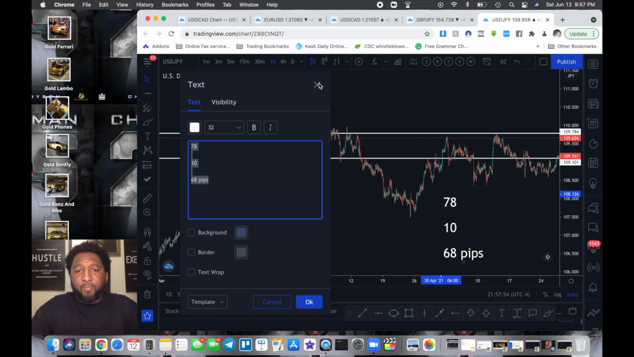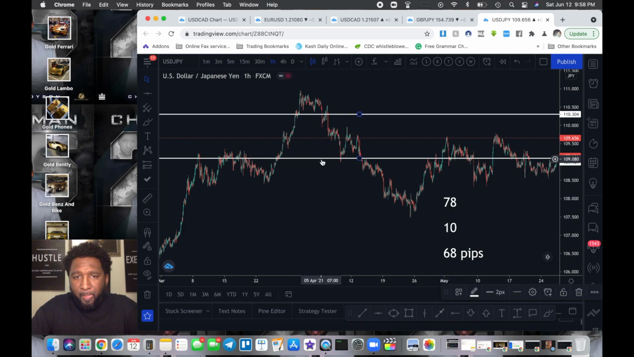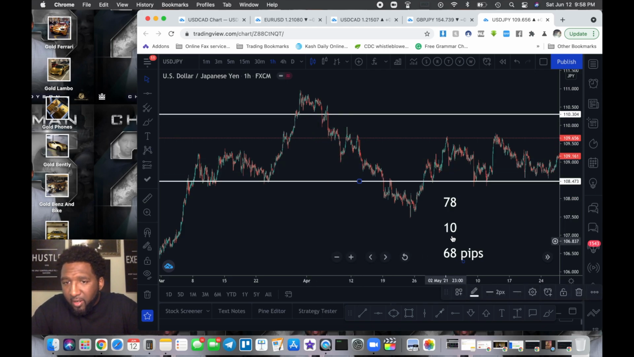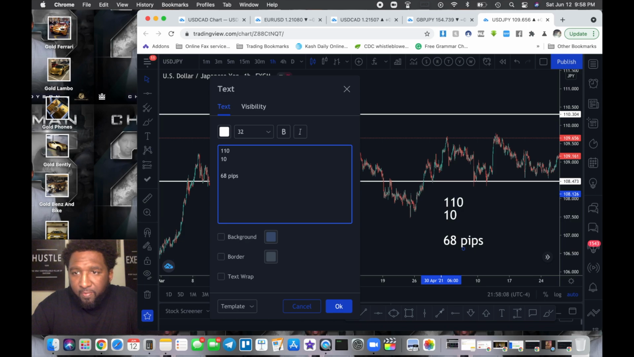All right, so now let's go ahead and make this a little bit more difficult. We'll make it a bigger number, okay? So now, in this example, we're at 110.304 is where the first white line is, okay? And the second white line is at 108.473, okay?